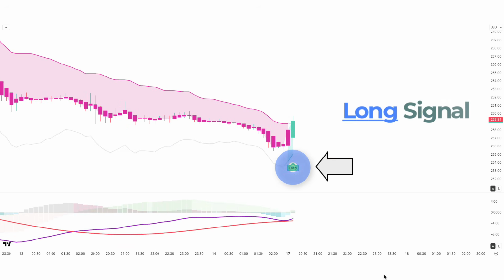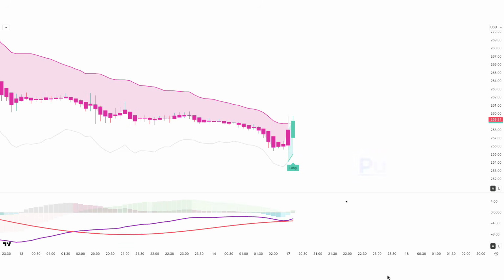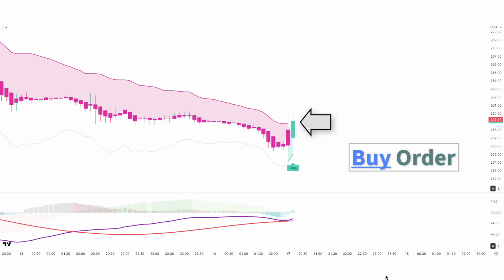Here, the Trend Following Volatility Trail arrow of this indicator is a long signal. Here, the purple line of Zero Lag Multi-Time Frame is above the red line. Here, the market has made a bullish candle to give confirmation. So all our conditions are being fulfilled, so we are placing an order to buy.